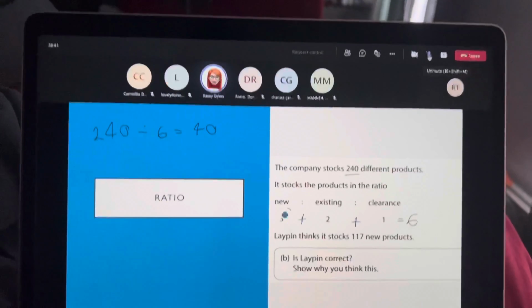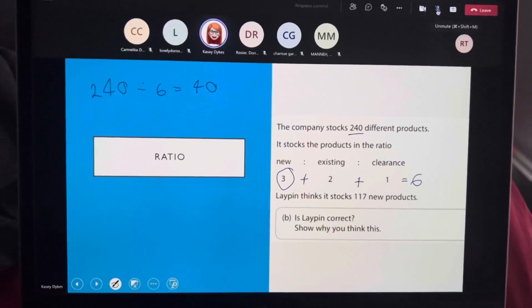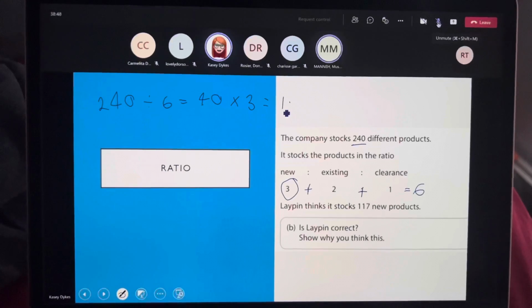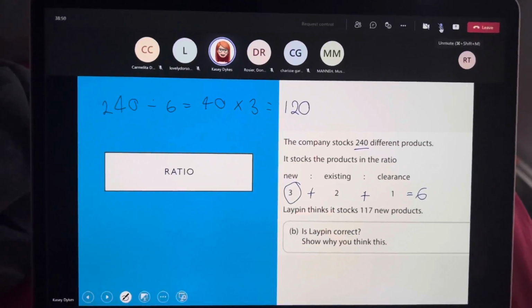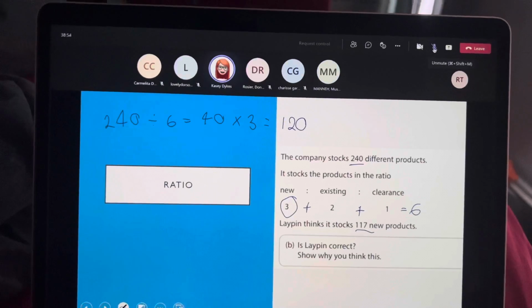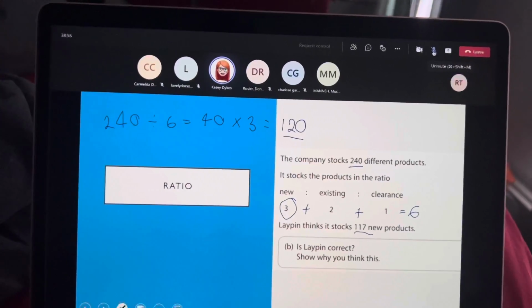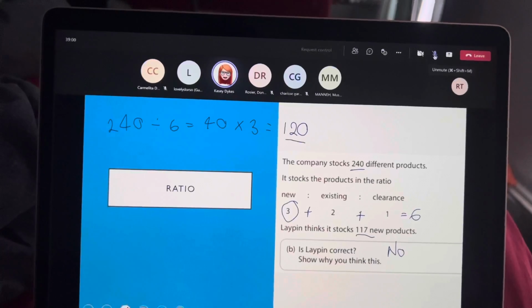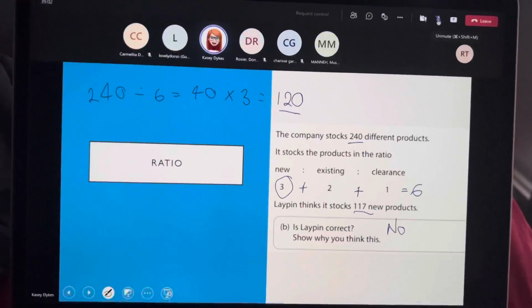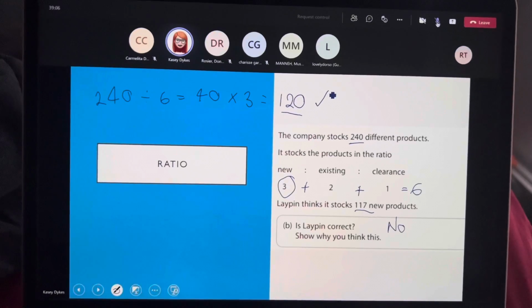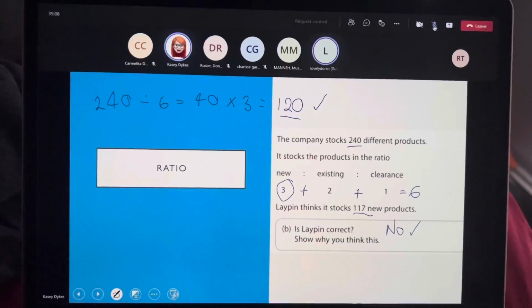And the new section is 3 of those parts. So we're going to times our 40 by 3 to get 120. So Lapin thinks they stopped 117. It's actually 120. So is she correct? No, sorry. 2 marks for that one. So you only get 1 mark for all of that ratio, and then 1 mark for your yes or no.